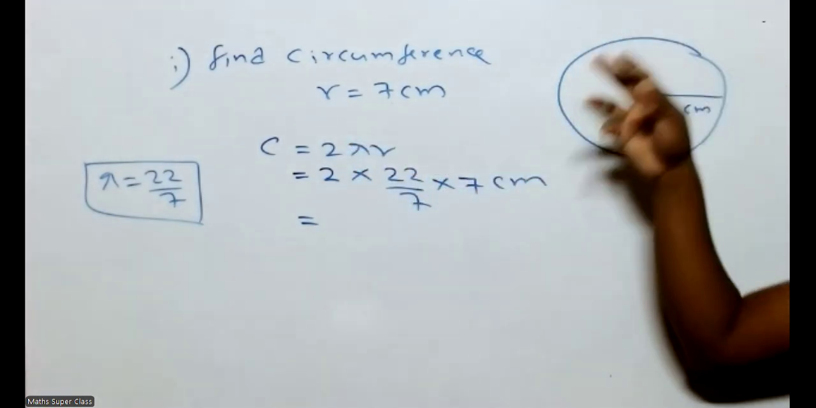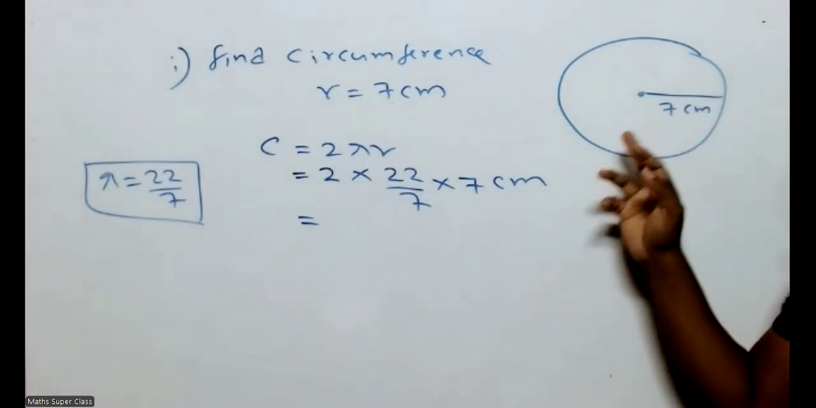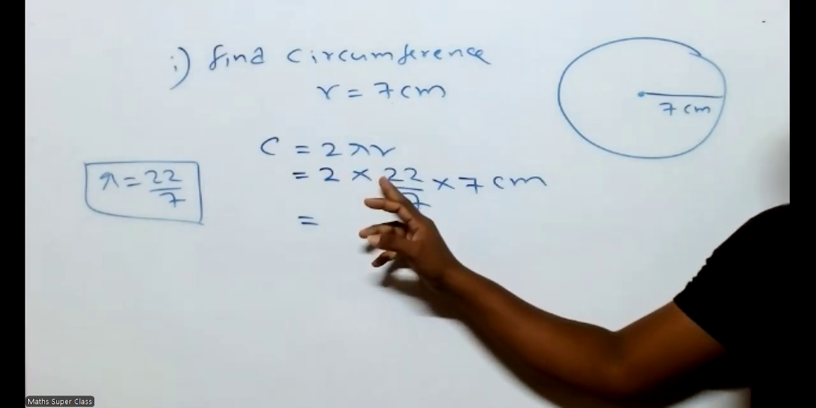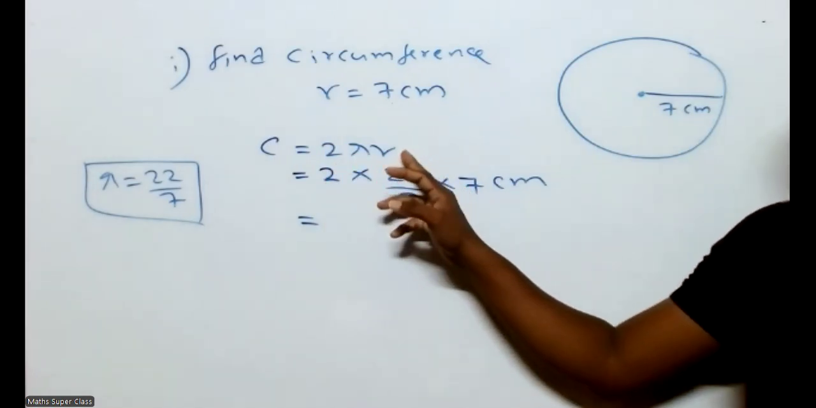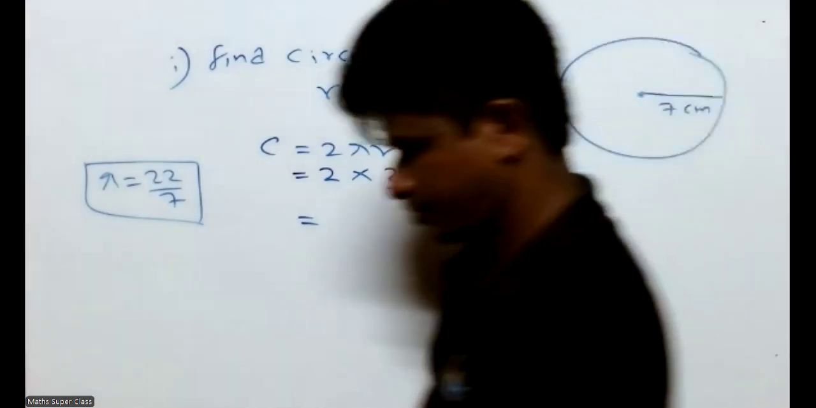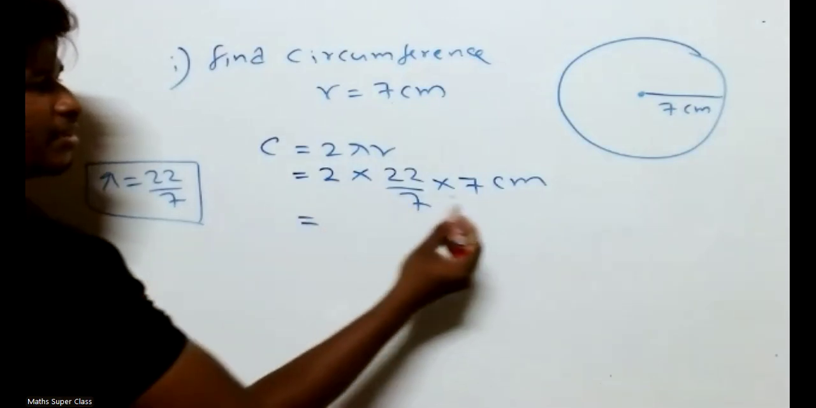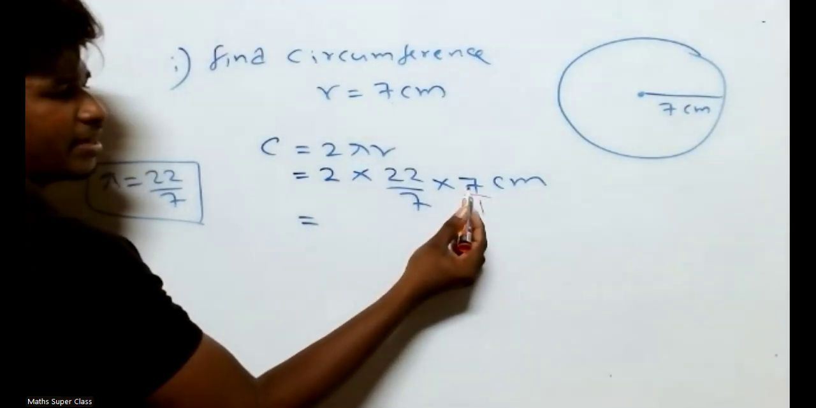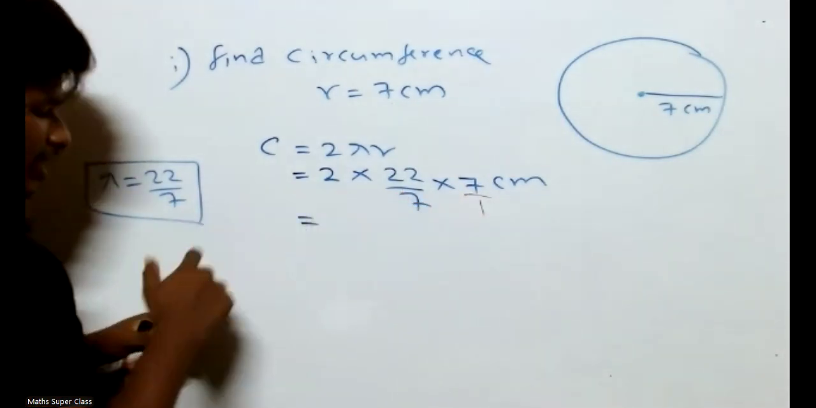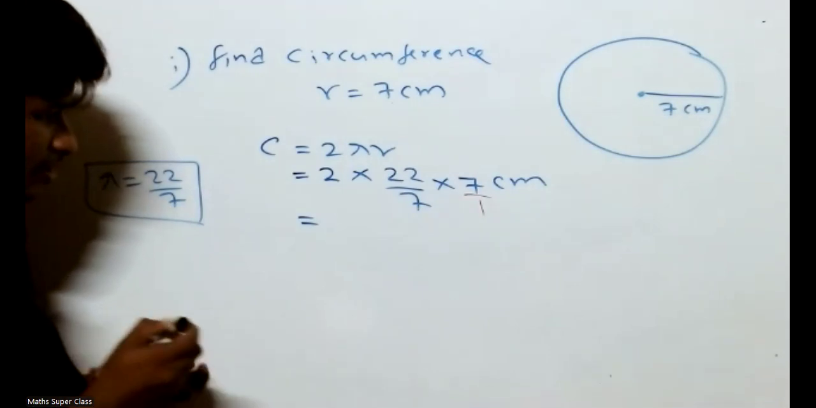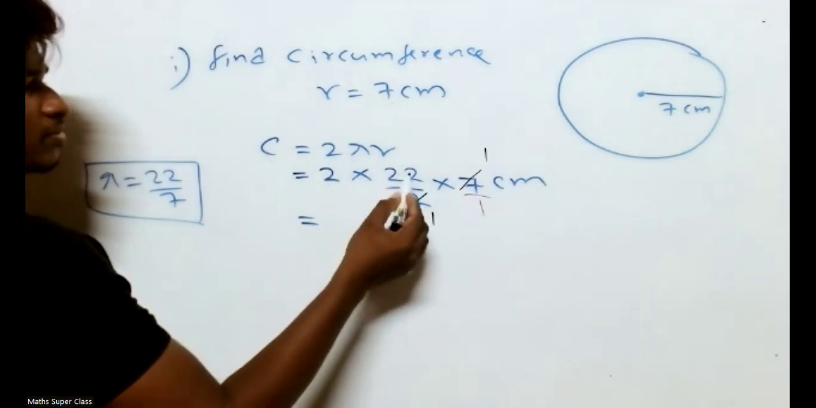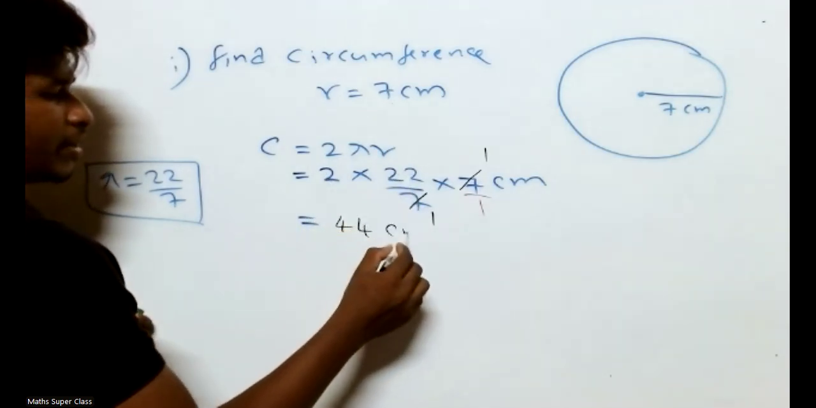So this is the circle. r is 7 centimeters. So C equals 2 pi r. 2, pi means 22 over 7, r means 7 centimeters. So what to do now? Here, can you see? This is a numerator, and this is a denominator. So we can cancel this numerator and this denominator. 7 times 1, 7 times 1. 2 times 22, 44 centimeters.